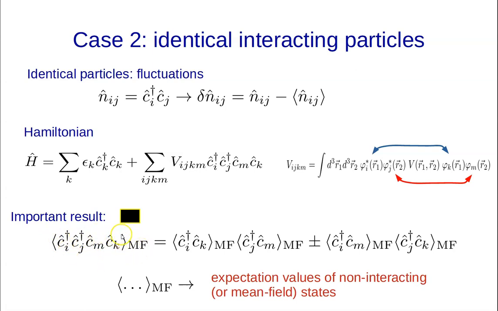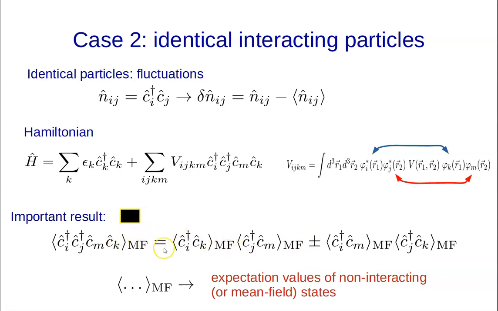But let's restrict that to an expected value over an n-particle non-interacting state. What it turns out to be is that this four operator average can be broken into a sum of products of two operator averages, right? Ci dagger, Cj dagger, Cm, Ck is going to be equal to Ci Ck average times Cj Cm average, plus or minus, depending on whether you have bosons or fermions, Ci Cm and Cj Ck, right? So this is the important thing here. These are expectation values over mean field states or non-interacting states.